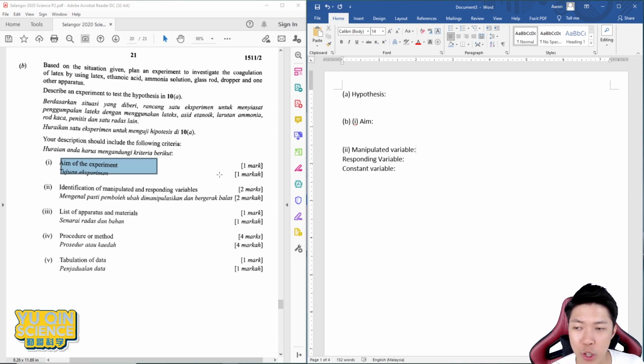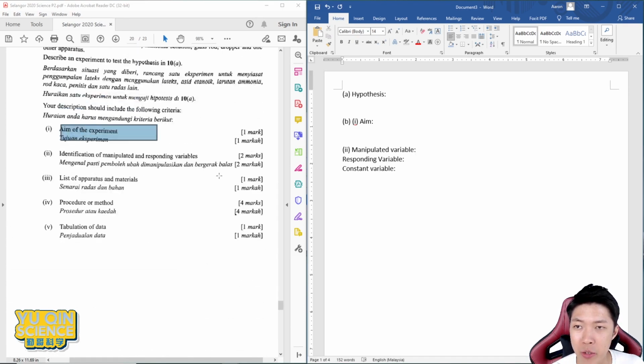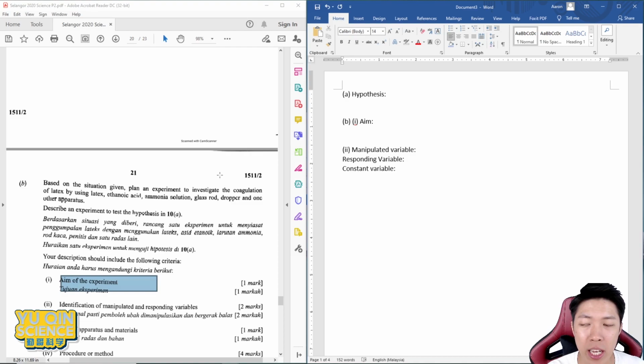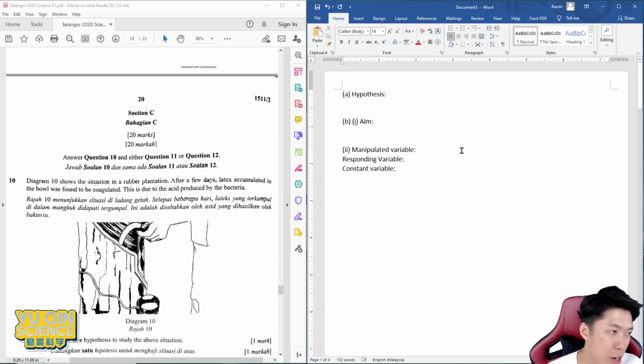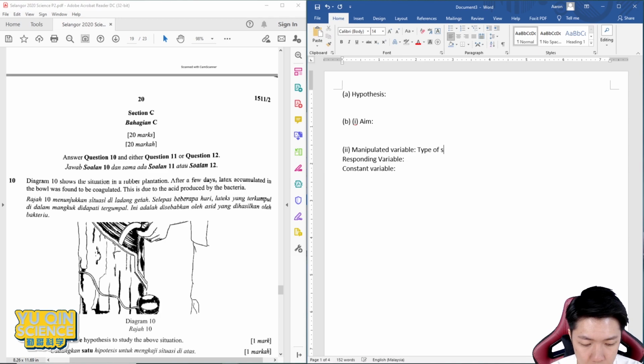Okay, so you all know this experiment, right? This experiment is where you have acid and alkaline on the latex and see whether it will coagulate or not. So our manipulated variable here will be the thing you are trying to add into it. That will be the type of solution, acid solution or alkaline solution. The responding variable will be your result, coagulate or no coagulate.